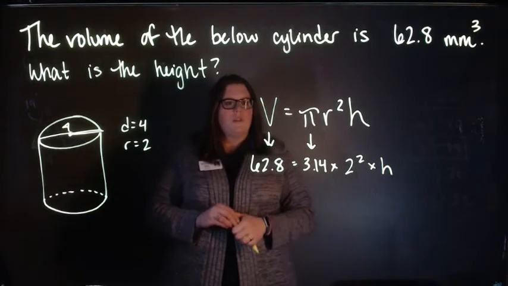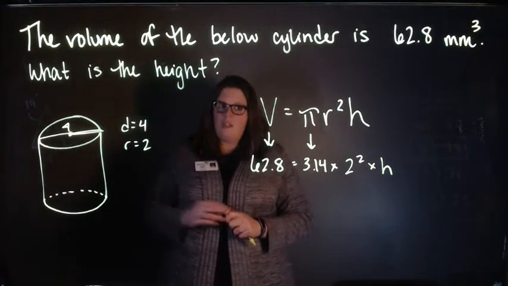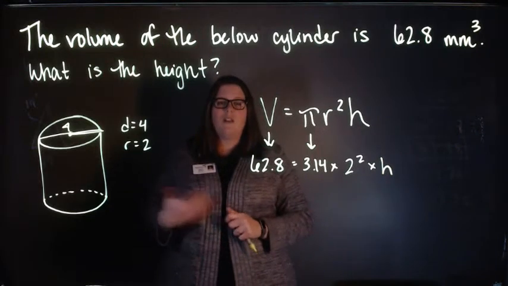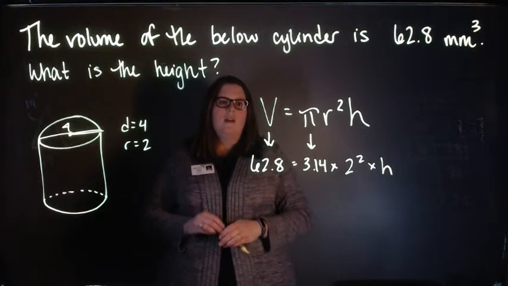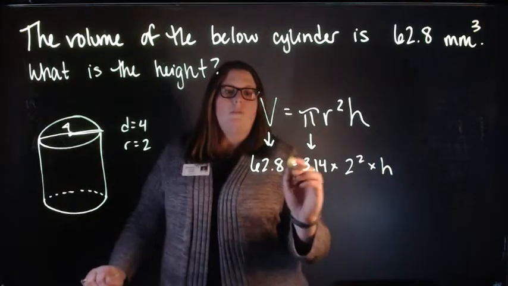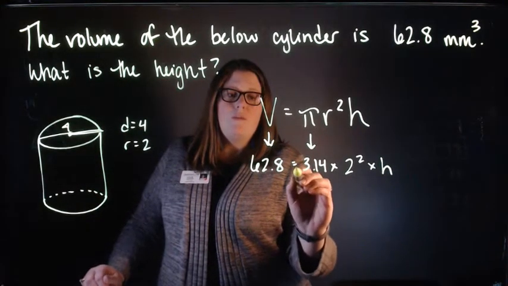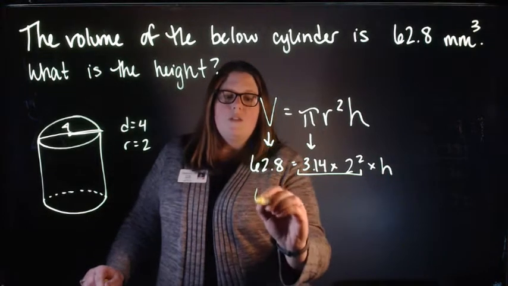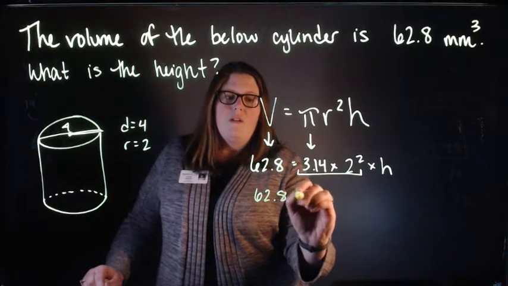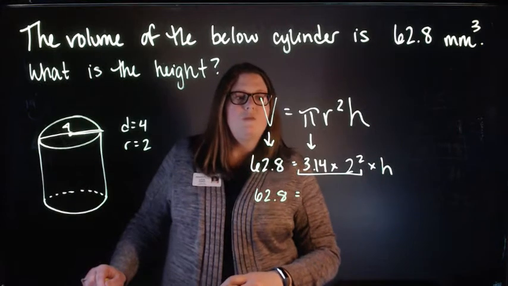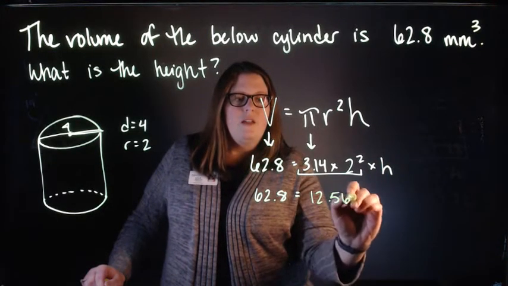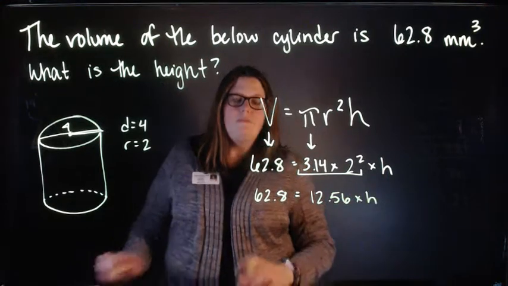So if this weren't a multiple choice question, we'd have to know how to do some algebra here. We need to figure out 3.14 times 2 squared times what gives us 62.8. So what we can do is clean this up a little bit, and we can compute what 3.14 times 2 squared is. So let's first do that on our calculator. So we have 3.14 times 2 squared, and that ends up being 12.56 times our height.